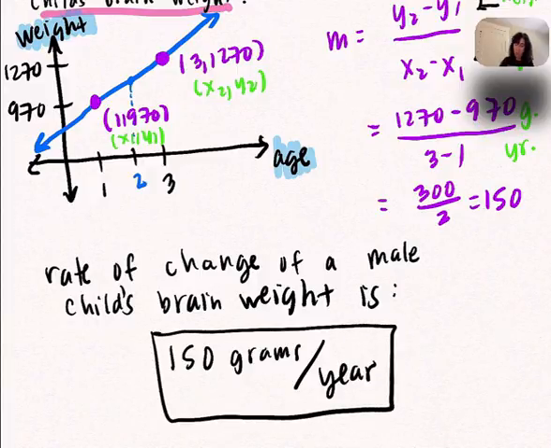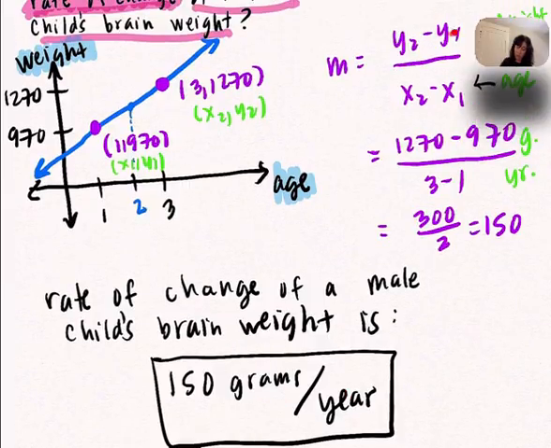And so the units are going to just exactly correspond with what the units for the y values are, divided by the units for the x values. Okay, let's look at a second example.